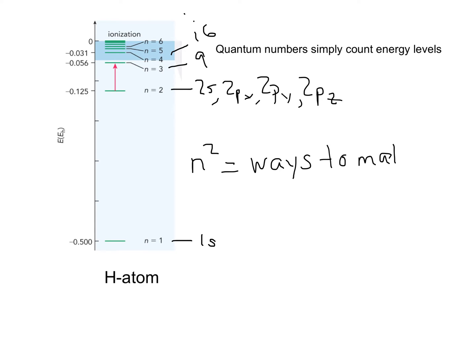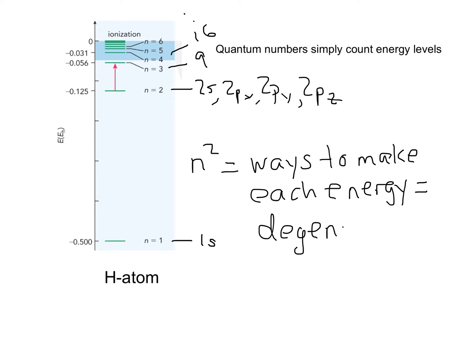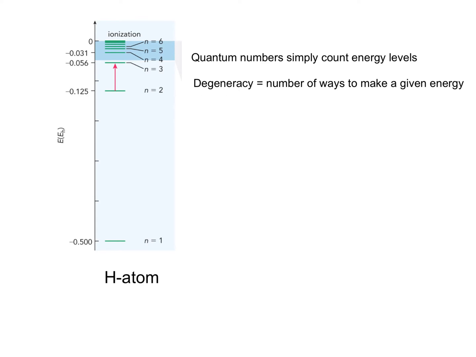When we have more than one way to make a particular energy, we say that that energy is degenerate. And the degeneracy is simply the number of ways that we can make the state. The lowest energy state is termed the ground state. The higher energy states are called excited states.